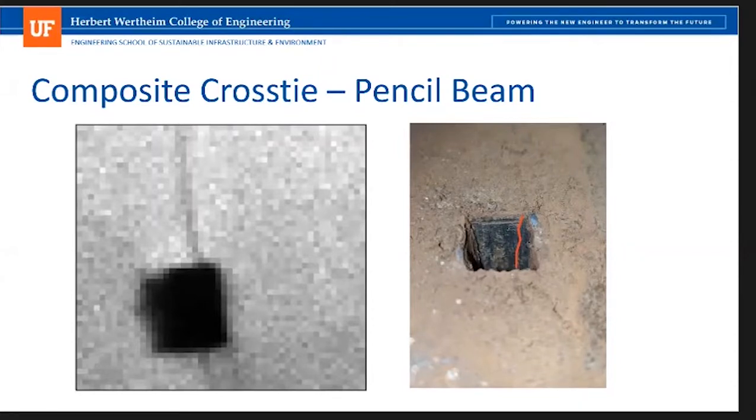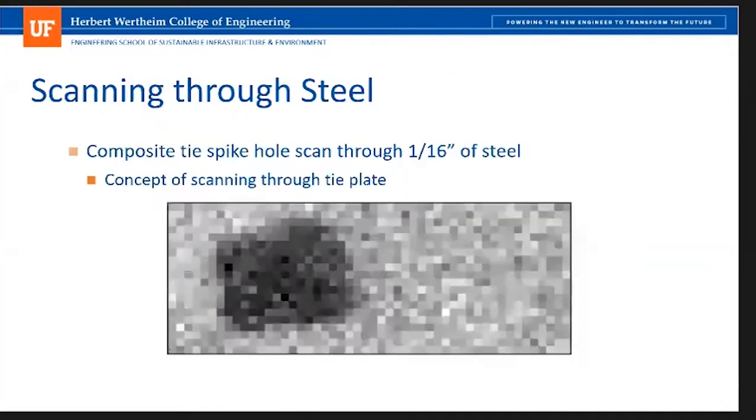Now, our project is written to look at the area of the cross tie outside of the rail, both underneath and outside. So that's kind of what we've been looking at recently. One method to do this would be scanning through the steel. This definitely has its limitations, but we wanted to give it a go.